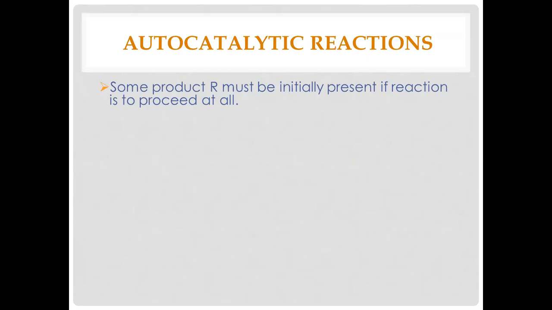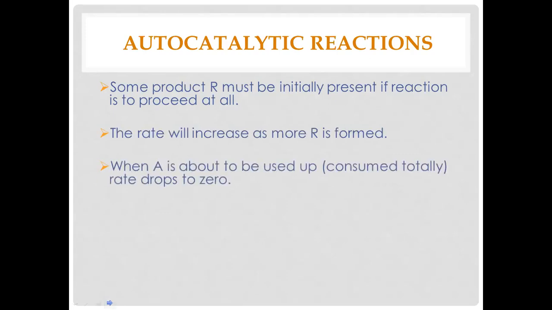Unlike the homogeneous catalyzed reaction, where even if we don't have the presence of the catalyst the reaction would still proceed, this one requires that you have some product R initially present. Now, the rate will increase as more R is formed. This is, I think, very self-explanatory. Since R in itself is acting as a catalyst, the more R you are producing, the faster the reaction would be, because the catalyst hastens the reaction.